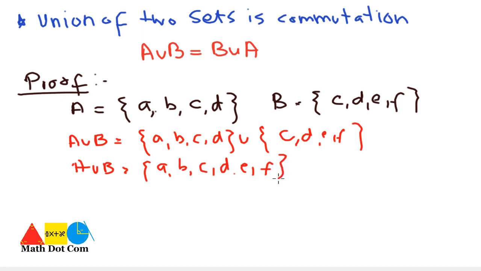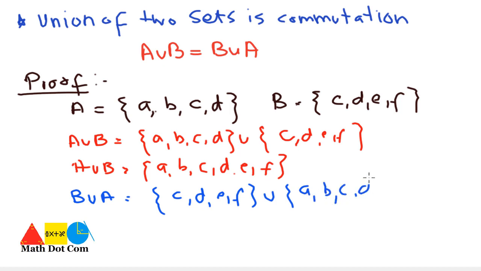Okay, now we will find B union A. B union A is, now we will place C, D, E, F here, union A, B, C, D. What will be B union A? We'll write all the elements C, D, E, F, and we'll check which element is not part of B but is in A. A is left, B is left, C and D have already been taken.